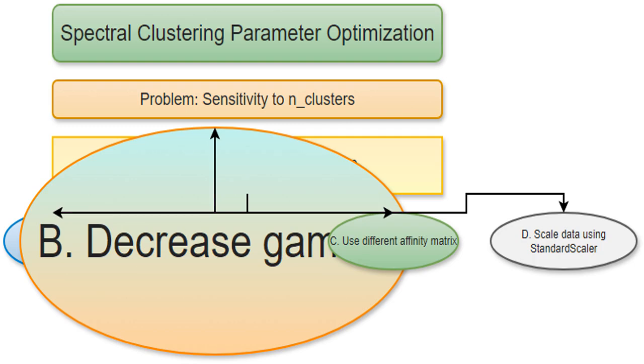Decreasing gamma in the radial basis function, RBF, kernel widens the Gaussian kernel used to create the affinity matrix. This leads to a smoother representation of data relationships and a more stable clustering, less dependent on small data variations or n_clusters choices. Think of it as smoothing out the data representation.